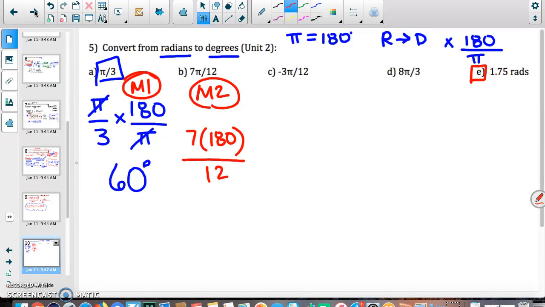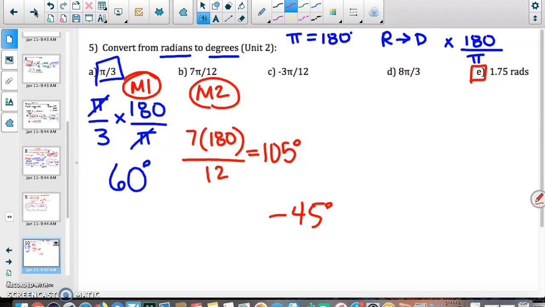Because right away, I can do 180 divided by 12, right? And that's going to give me 15. And then 15 times 7 is just 105 degrees. So again, it's okay if you use a different method, but you should get to that answer eventually. So we have 2 methods here. Whichever one you'd like to use on part C, you should get negative 45 degrees.